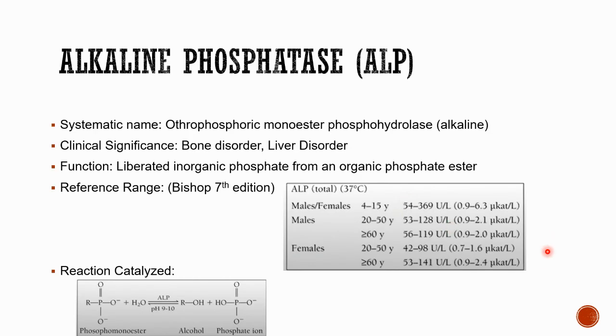So let's proceed with phosphatases. So we have two kinds of phosphatase. Then we have alkaline phosphatase and acid phosphatase. So alkaline phosphatase, abbreviation niya is ALP. Clinical significance niya is for bone disorders and liver disorders. Its function is it liberates inorganic phosphate from an organic phosphate ester.